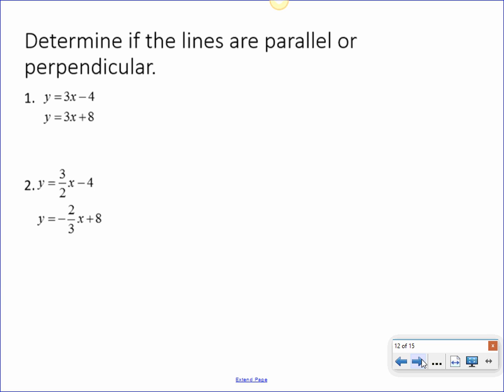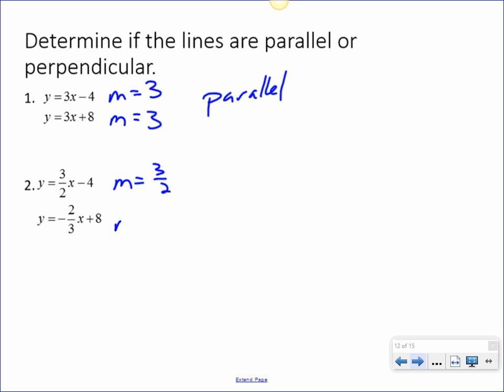So all we have to do when we're given an equation, we have to determine the slope of each line. So the slope of the top line would be a 3, and the slope of the bottom line would be a 3. So if both slopes are the same, we say that these are parallel lines. Okay, for the next one, we got a slope of 3 over 2, and the other one is a slope of negative 2/3. And for this one, first of all, we got opposite signs, and they are reciprocals of one another. So they're opposite reciprocals, so these would be perpendicular.